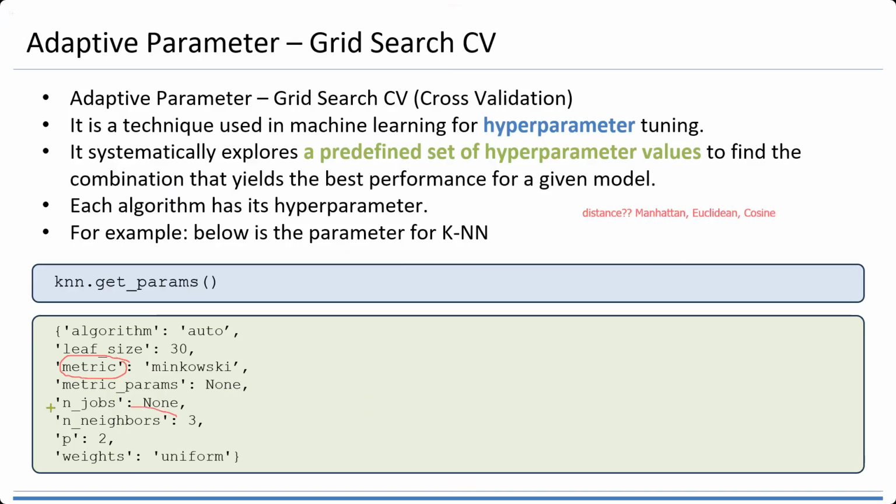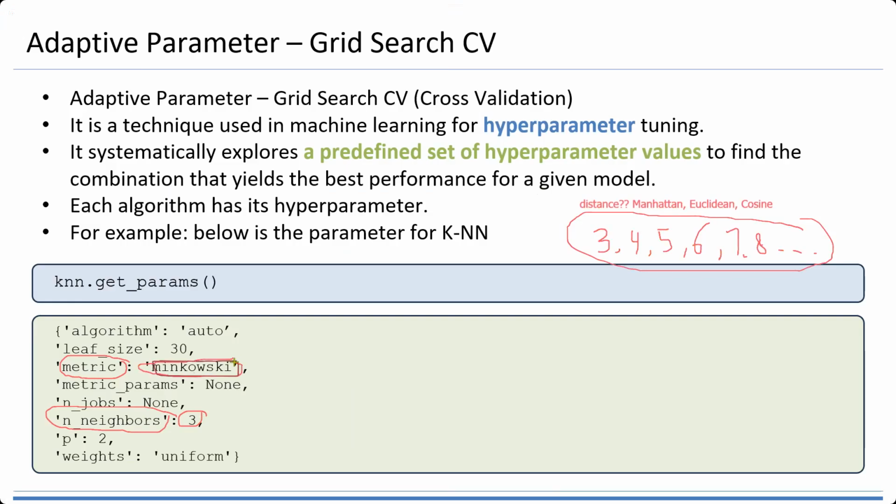If you look at the number of neighbors, we set up the number of neighbors is 3. Actually, we can also set up not only 3, we can set up 4, we can set up 5, we can set up 6, we can set up 7, 8, and so on. Okay. It means the hyperparameter can be any values. Now the question is, what is the best value? If I'm using Minkowski, is it better than Manhattan?